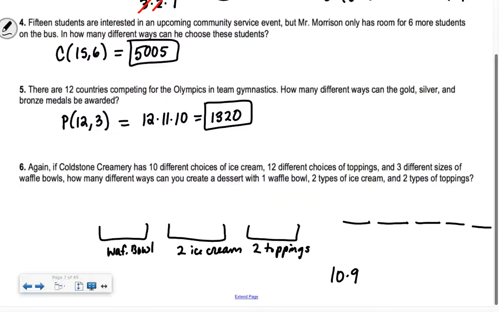Nope. 10 times 9, but we have to divide out by the repeats, right? Chocolate and vanilla is the same as vanilla and chocolate. So what am I dividing by? 2 times 1, right? 2. So it's really 45. So what I'm doing with the ice cream is I'm saying I have 10 choices and I'm selecting 2 of them. That's why we read it as 10, choose 2. We have 10 items, choose 2 of them. And same for toppings. I have 12 items, I'm choosing 2 of them. But the waffle bowls, you could write 3, choose 1, but 3, choose 1 is just 3.